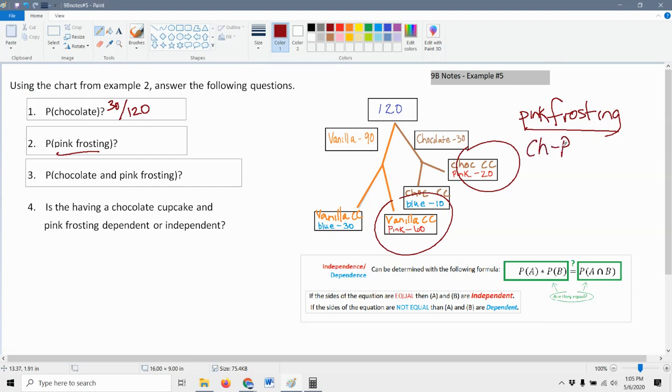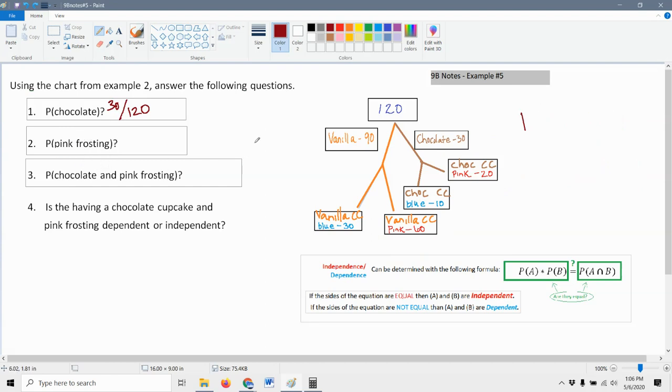So the chocolate with pink frosting, we have 20. And the vanilla with pink frosting, we have 60. So when we're finding our pink frosting total, we just add these together, right? And that's going to give us 80 that have pink frosting. So we know that when we do our probability, since we figured out how many have that pink frosting, these guys together make 80. Our probability of having a cupcake with pink frosting is 80 over our big total, 120.